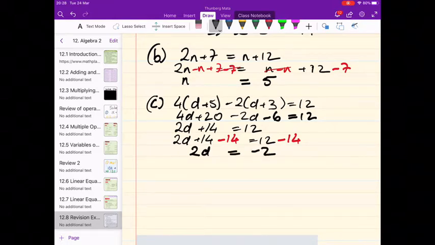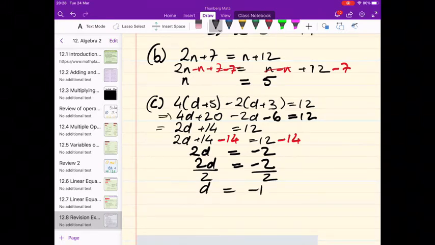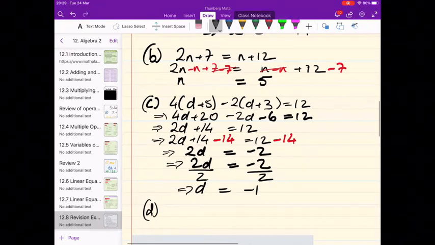Then that will leave me with 2d is equal to negative 2. 2d will have to be divided by 2, and negative 2 will have to be divided by 2. And then I'll have d is equal to negative 1. So don't forget, again, to put in your "which implies" for each line.